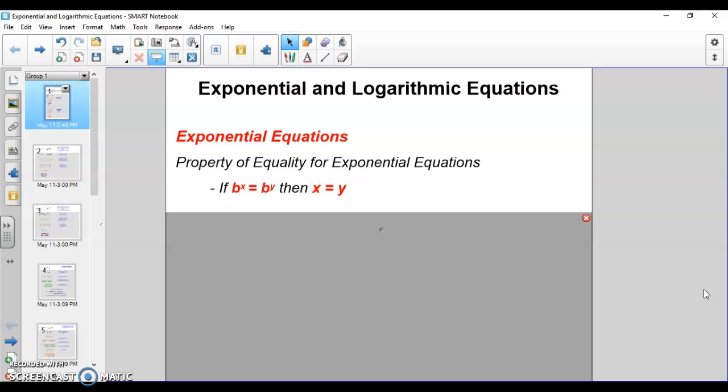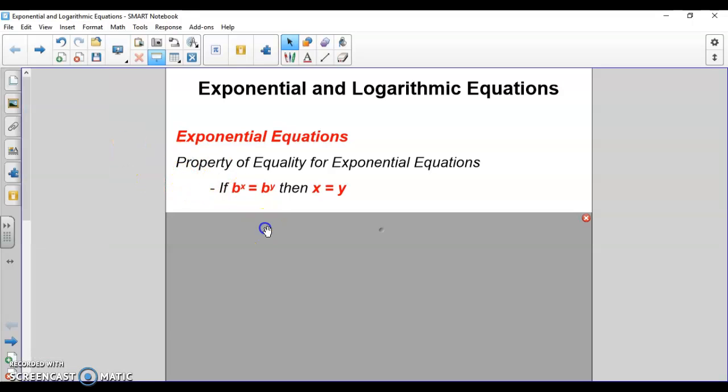But we got exponential and logarithmic equations. We're going to spend most of our time with exponential equations, so let's get going with this. There's a property that's called the property of equality for exponential equations. Basically, all this says is if the base is the same, b to the x equals b to the y, then the exponents have to be the same if they're equal. So if the bases are the same, the exponents can be set equal. That's what we're looking at here.